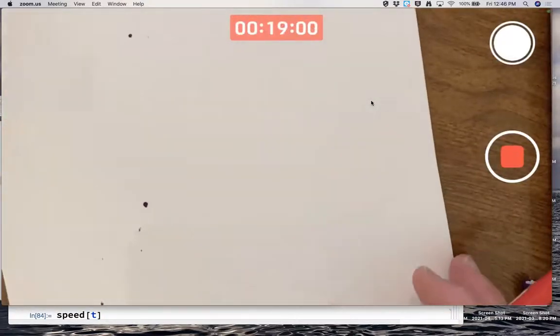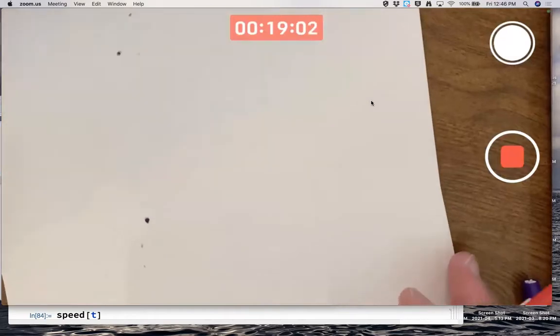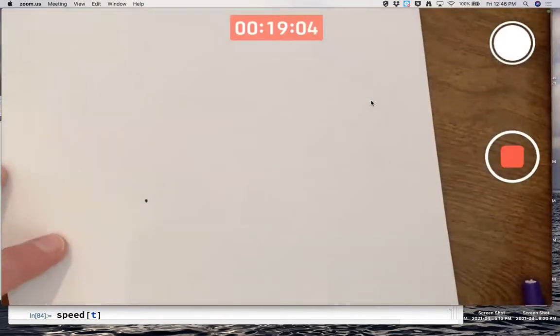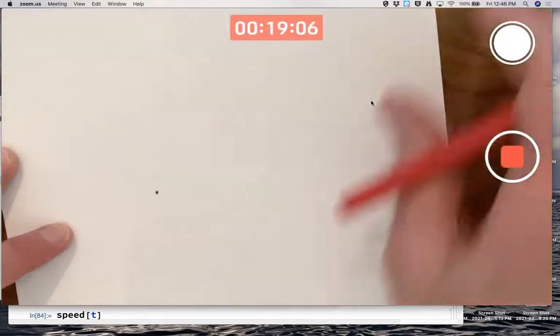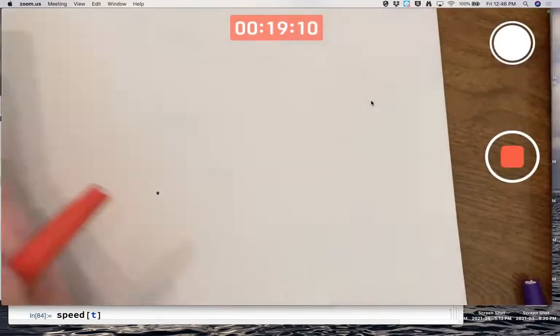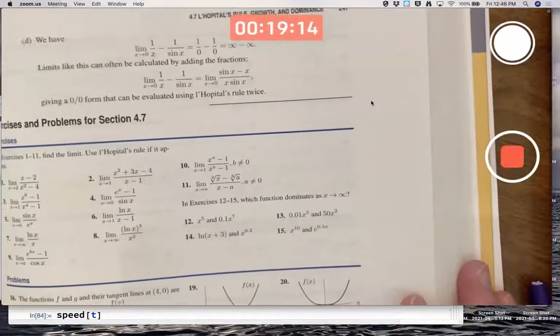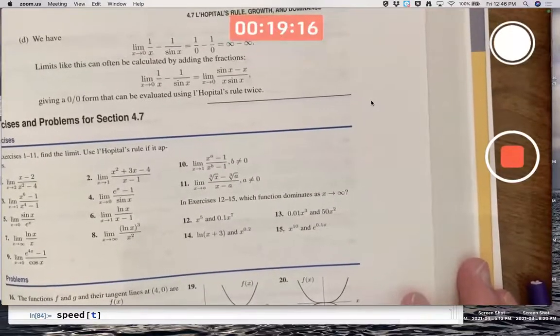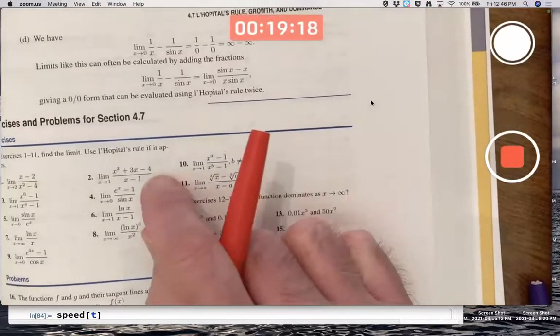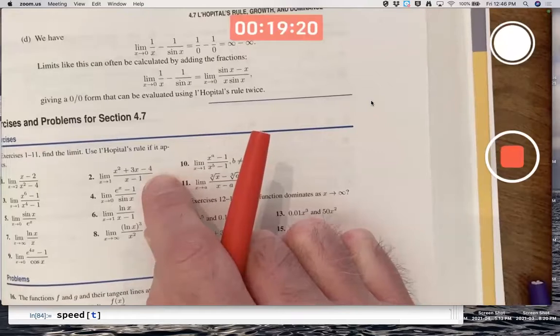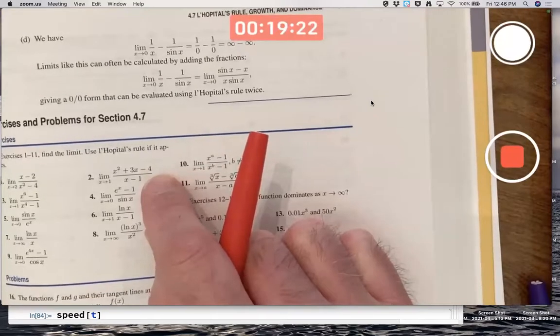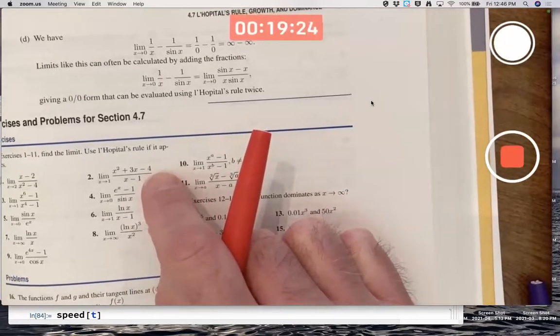Okay, let's do some more examples with L'Hopital's rule next. Let's pick a few problems from the book. Let's say take a look at number 2 first, for example. Take the limit as x goes to 1 of this rational function x squared plus 3x minus 4 over x minus 1.